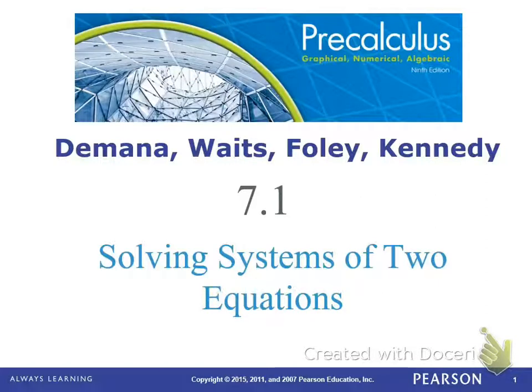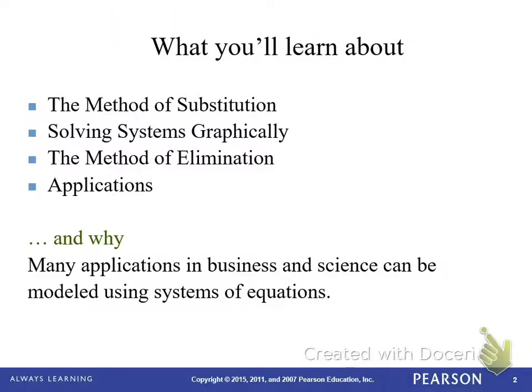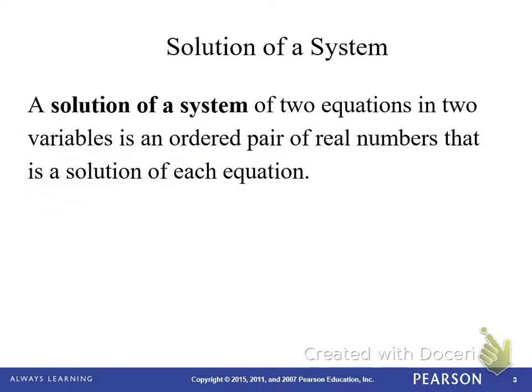So today we're going to do 7.1, which is a little bit of review from Algebra 1 and Algebra 2. And so we're going to go ahead and get started. And we're going to talk about substitution, solving systems graphically, and the elimination method. And so the solution to a system of two equations in two variables is going to be any ordered pair of real numbers that is a solution to both equations.